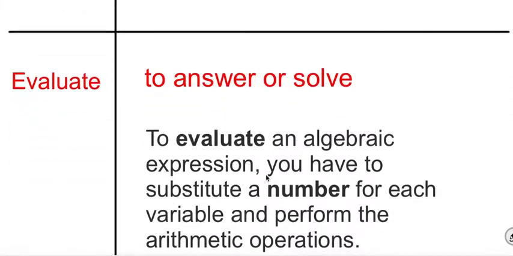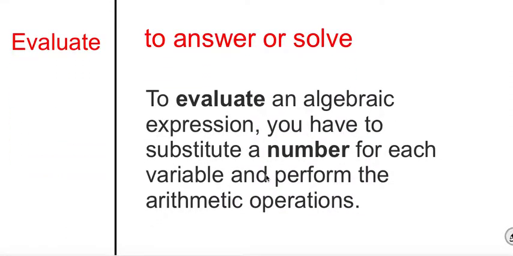To evaluate an algebraic expression, you have to substitute a number for each variable and perform the arithmetic that is involved, following the order of operations. You cannot solve this if you do not have a number to substitute. It would just be combining the like terms as we've done already in the past.